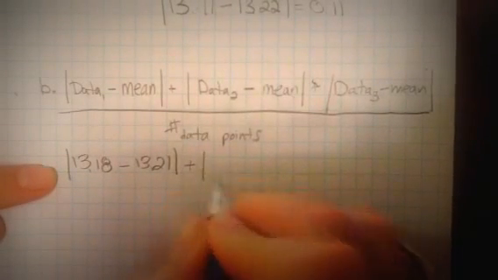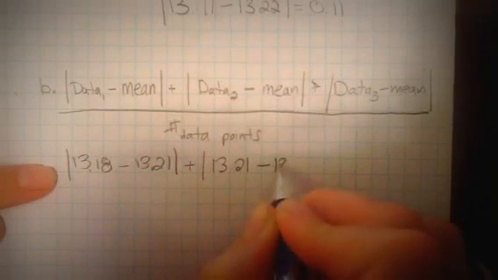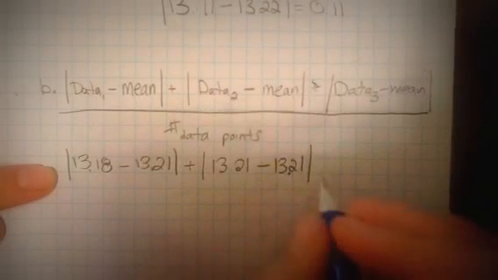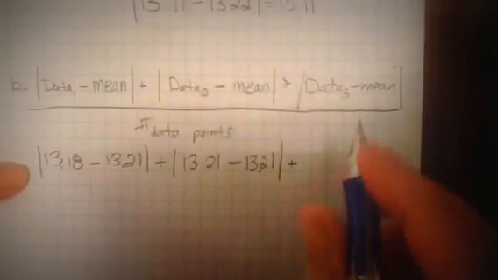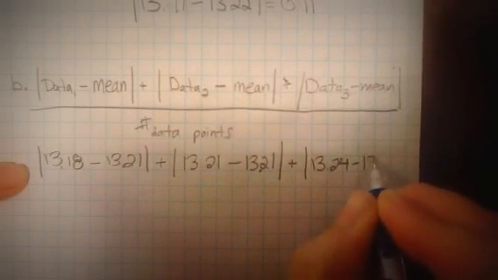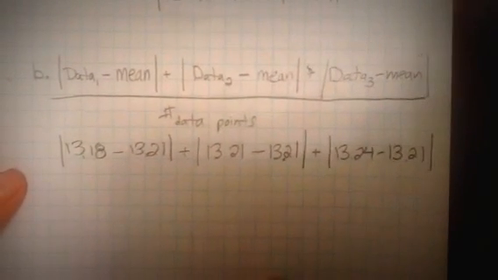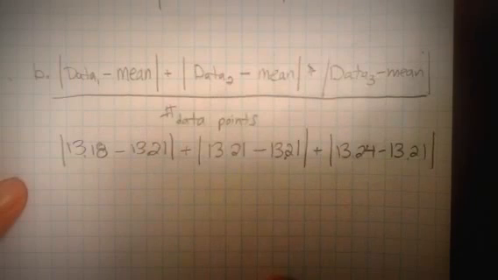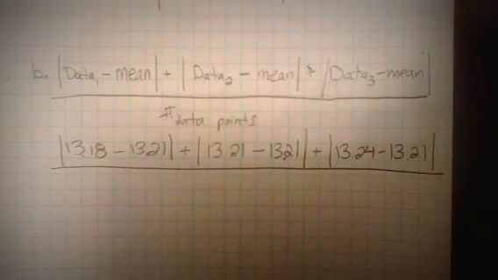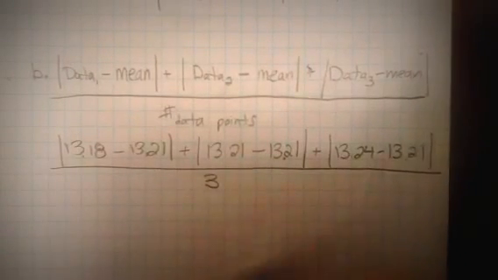Then we're going to add that to 13.21 minus 13.21, so that's going to be 0, and we already know that one. Then we're going to add that to 13.24 minus 13.21, absolute value. I'm going to scoot that over a little bit so you can still see within the picture there, doing my best. So dividing that whole thing by how many data points? You said 3 really quickly, you are correct. So then you divide by 3 different data points.